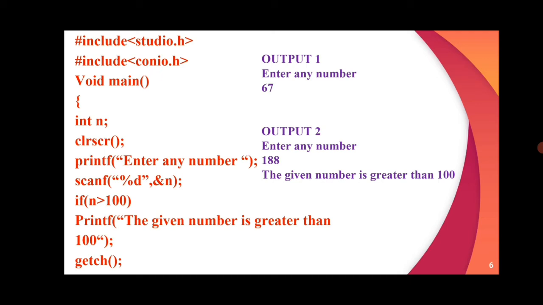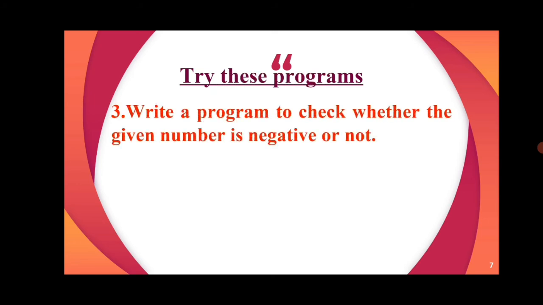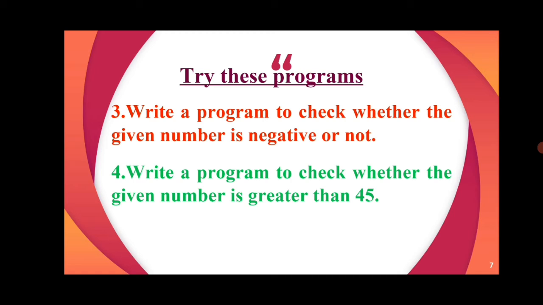Did you understand, children? Now I am going to give two more programs as homework. Once try these programs, children. The first one is to write a program to check whether the given number is negative or not. The next one is to write a program to check whether the given number is greater than 45 or not. Try to write these two programs.